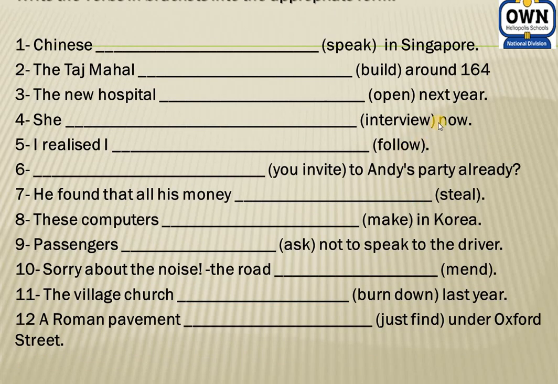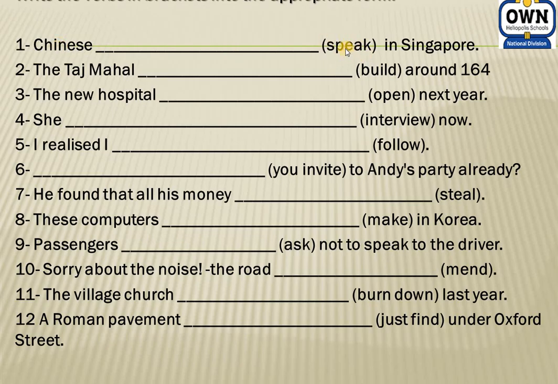Now let's answer some questions. Write the verbs in brackets into the appropriate form. Number 1, Chinese. Chinese is a language, so the word Chinese is an object. If the object is at the beginning of the sentence, you know it is a passive sentence.